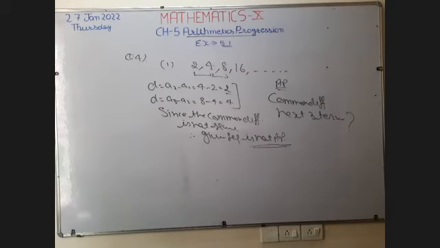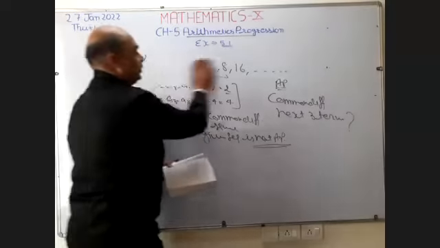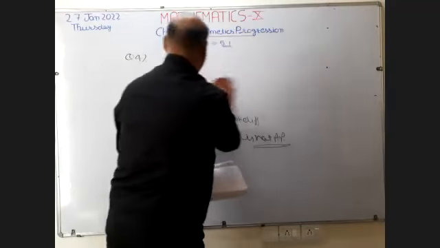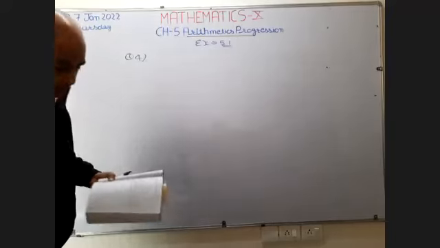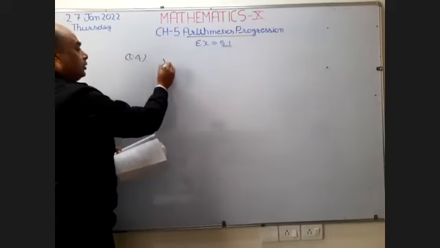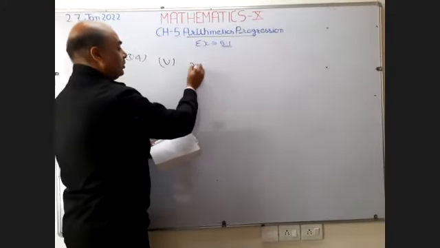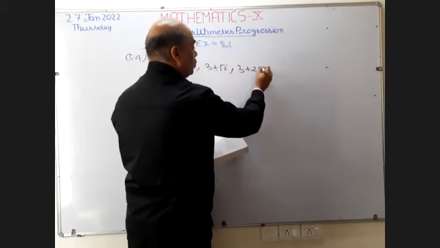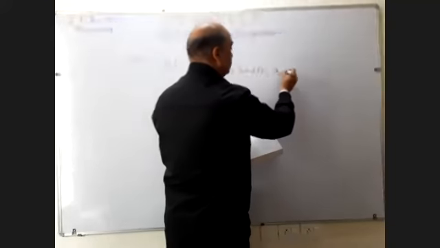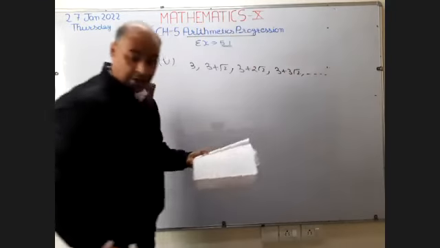Now check next part. Which part you want to solve on the board? Send message to me, beta. Which part? Fifth part. Okay, beta. Because it is in root. Now check fifth part, beta. In fifth part, given sequence is in square root. Check whether it is in AP or not. So check this fifth part. It is 3, 3 plus root 2, 3 plus 2 root 2, and next one is 3 plus 3 root 2. Okay?